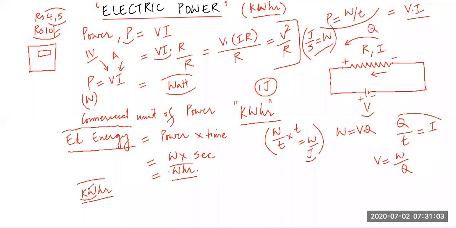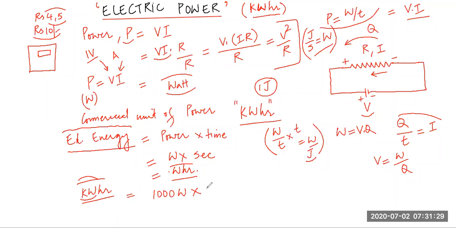So let's define kilowatt hour. A kilowatt hour is basically the electrical energy used by us in houses or by electrical devices when 1 kilowatt, that is 1000 watt power, is used for how much time?